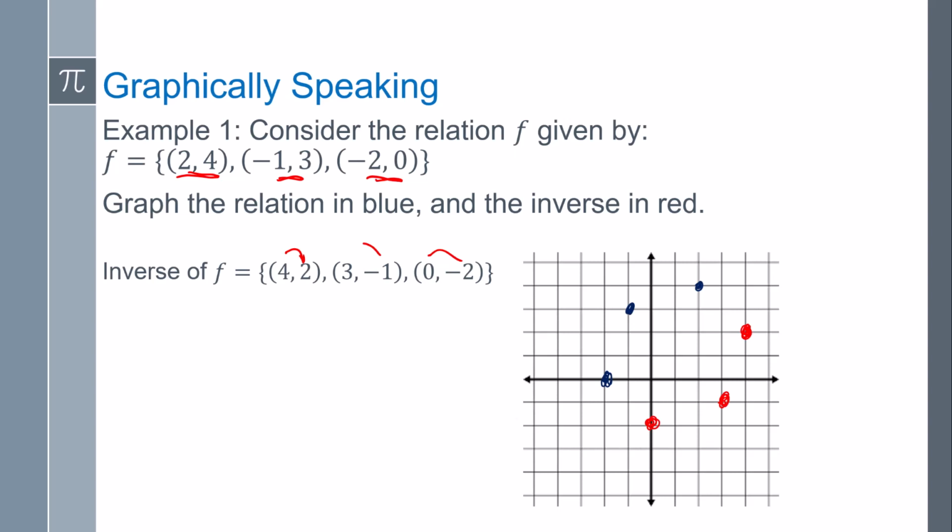Now I want you to notice something here real quick. There is this symmetry over this line, and this line here is y equals x. Every single inverse graph or inverse function is symmetric over that line y equals x. Every single time.